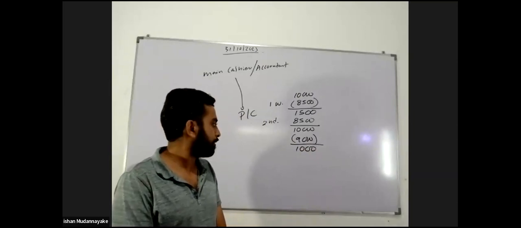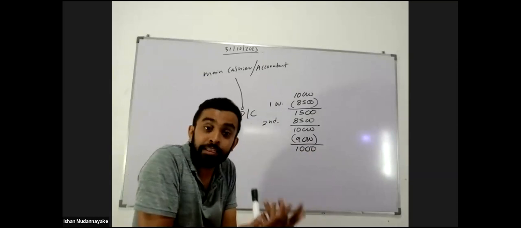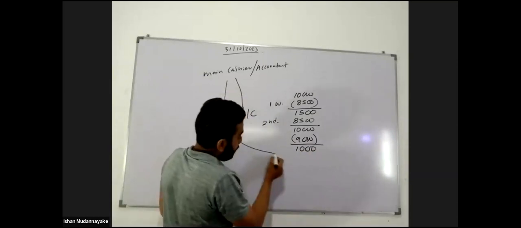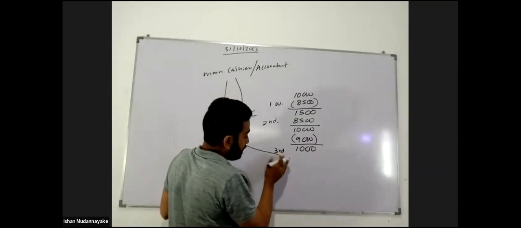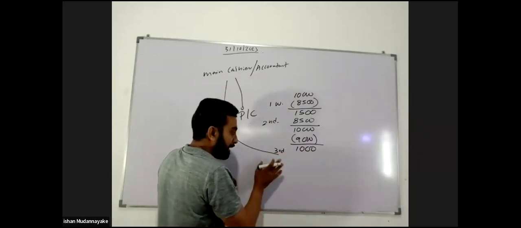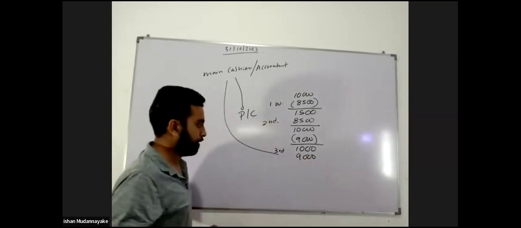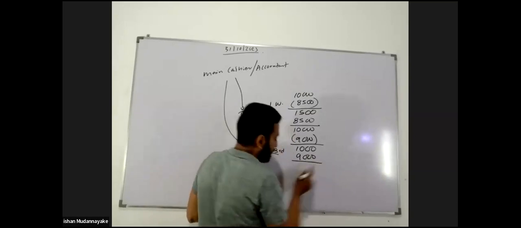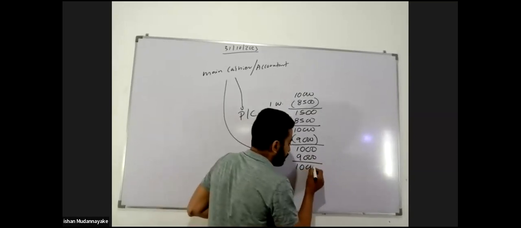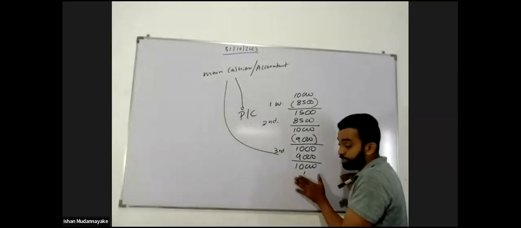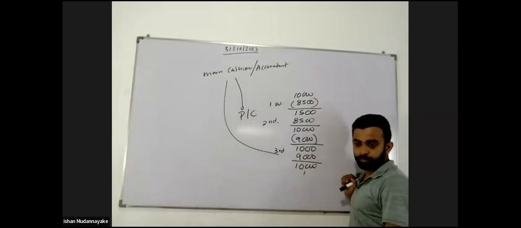Then again, when you start the third week, the main cashier pays again 9,000 to the petty cashier. Now the balance available with him has increased to 10,000 at the beginning of the third week.